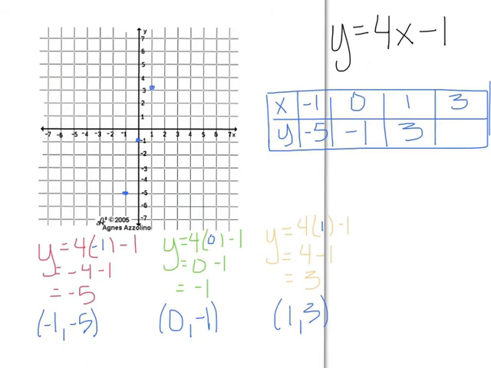And our last x value getting plugged in here. So we have y equals 4 times x minus 1. This time our x value is 3. 4 times 3 is 12. 12 minus 1 is 11. So when x is 3, y is 11. And that one we can't quite graph, it goes right off our page. So we have these 3 points that we can connect into a line.